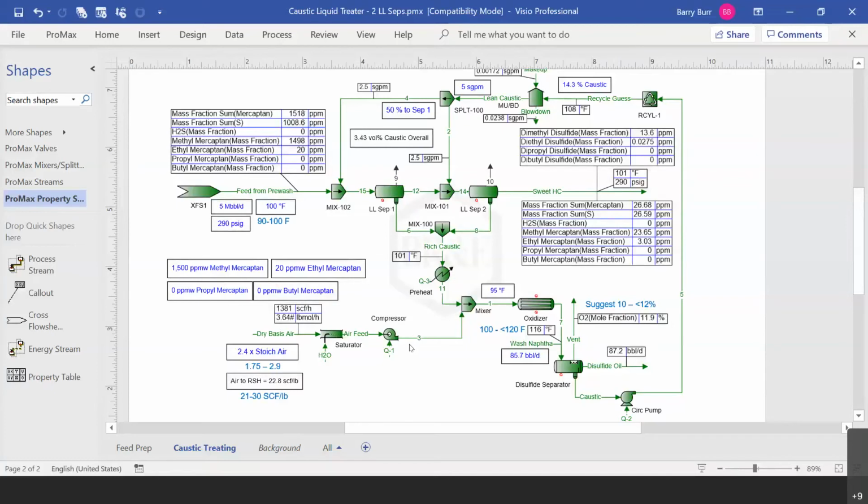Very quick, very easy. And that's what we all want, right? We want simulations to be very quick and very easy. And unfortunately, it's not that way often enough.